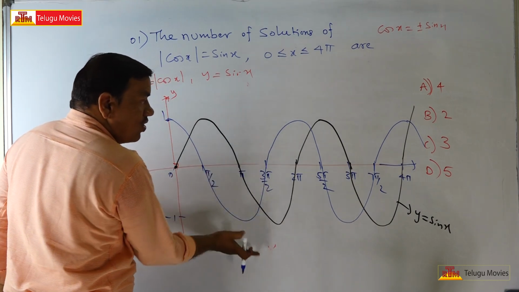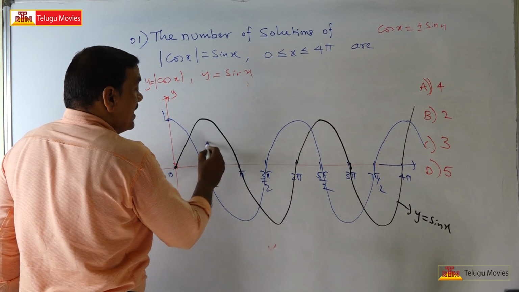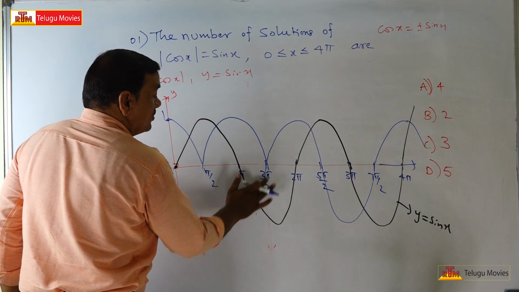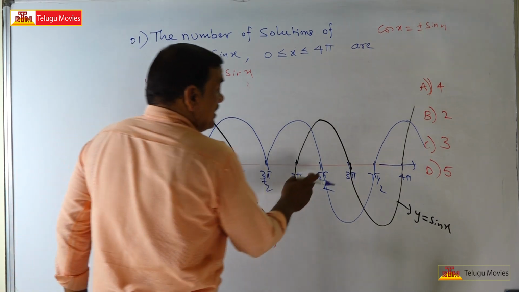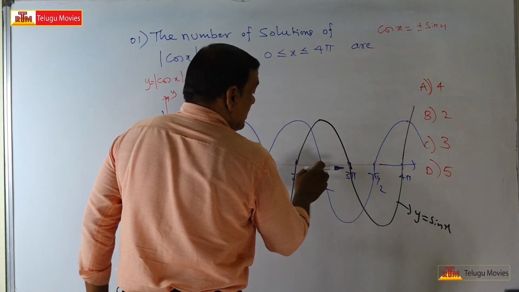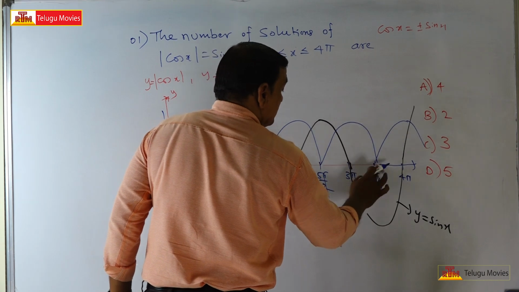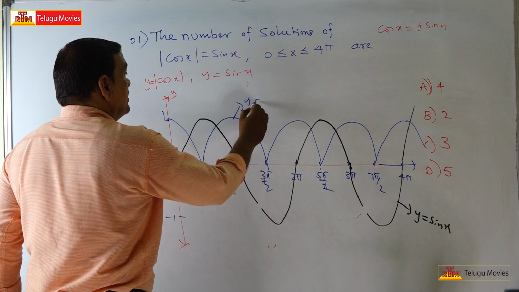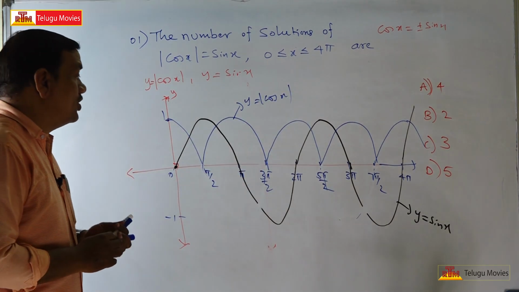It comes below the x-axis, then you have to take the image. Understand this? Again, from 5 pi by 2 to 7 pi by 2, it comes below again, so take the image. So this is y is equal to modulus of cos x.